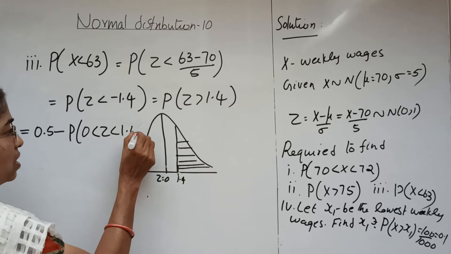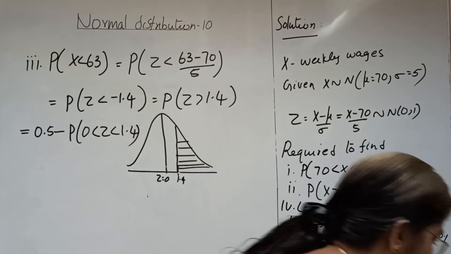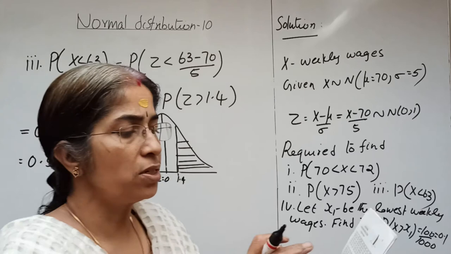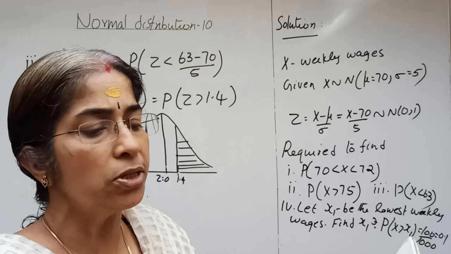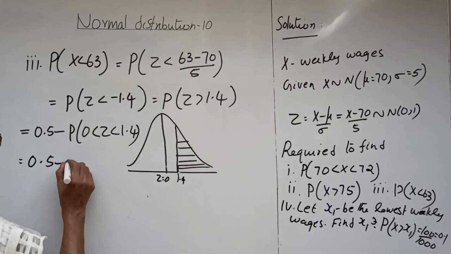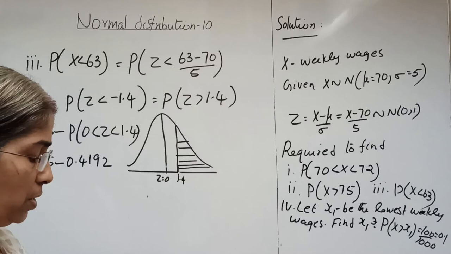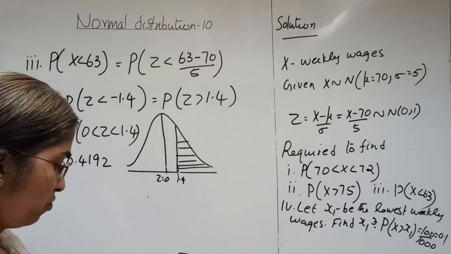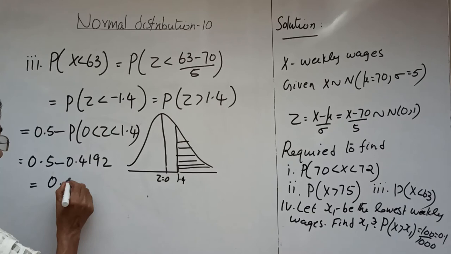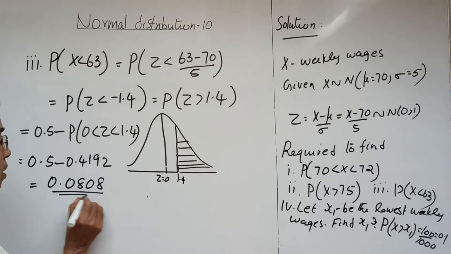Okay, and hence it is equal to 0.5 minus the value from 0 to 1.4. It is the value corresponding to 1.4 in the 0 column, and hence it is 0.4192. Okay, and hence it is equal to 0.5 minus 0.4192. The value is 0.0808. This is the probability.